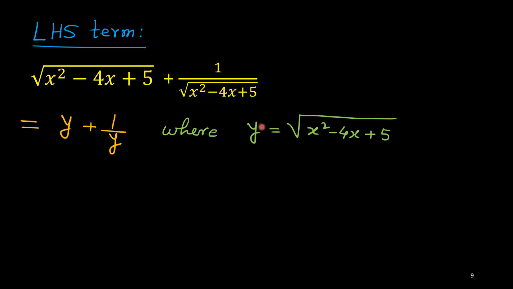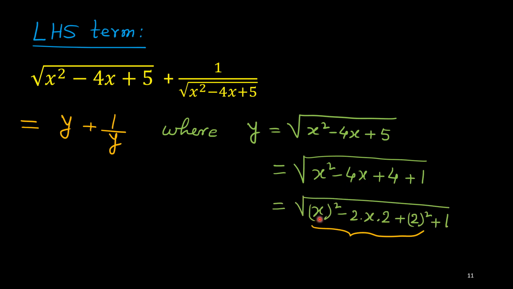Now we'll try to understand this term better. We can rewrite x square minus 4x plus 5 as x square minus 4x plus 4 plus 1, where 5 is rewritten as 4 plus 1. Then we can combine the first three terms together as x square minus 2 into x into 2 plus 2 square, and here it is 1. So this becomes the square root of (x minus 2) whole square plus 1. You can see this is a square, so obviously its value is always positive.